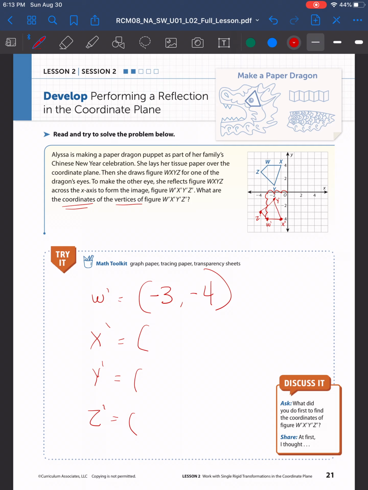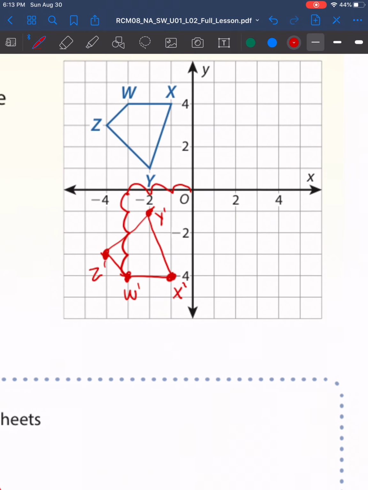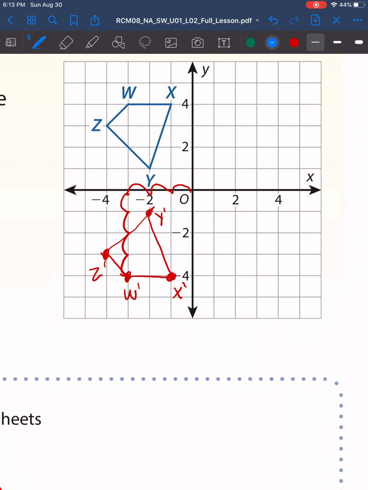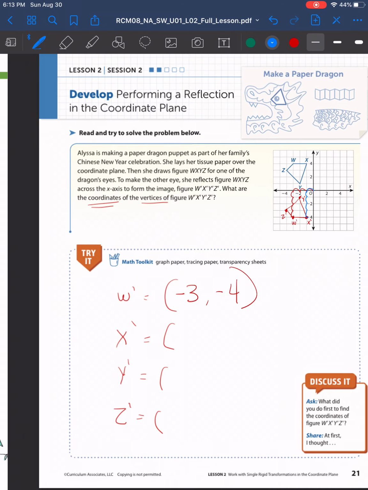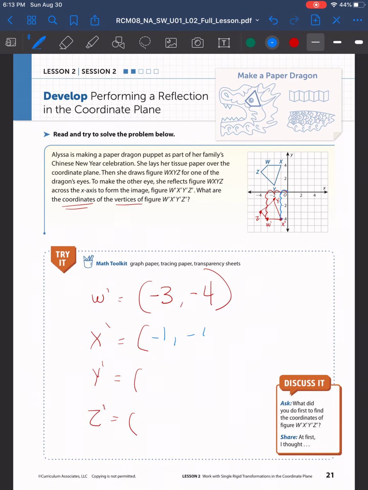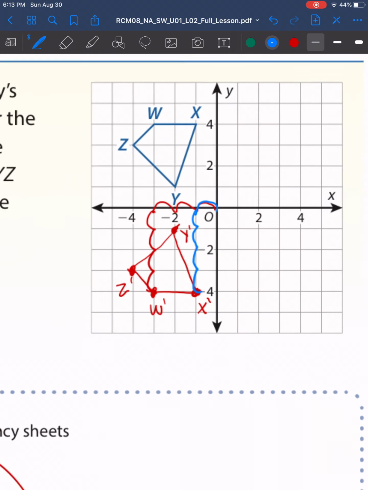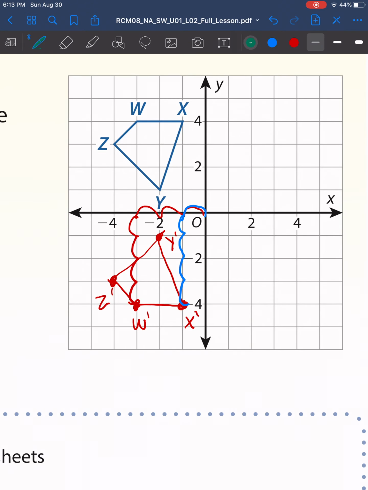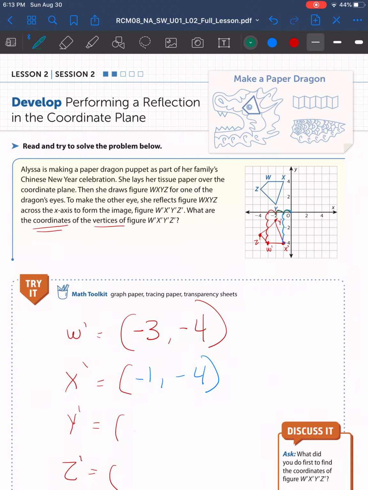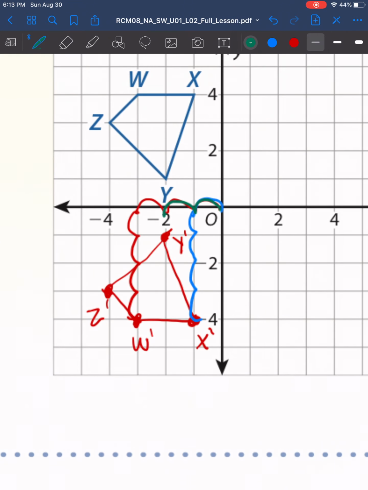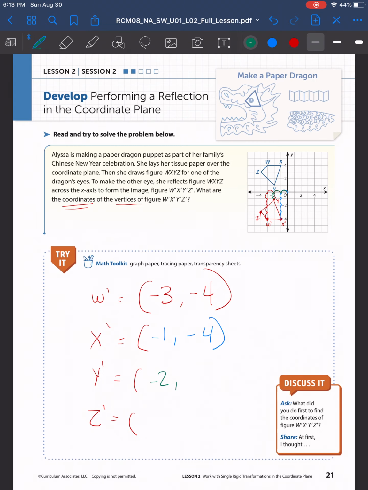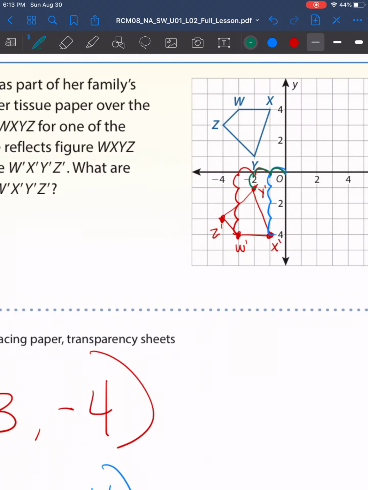All right, let's keep solving them. Let's look at X. I'm going to use a different color so my jumps don't confuse me. Back 1, down 1, 2, 3, 4. So it's going to be -1, -4. Y, in green this time, is back 1, 2, so that's -2, and then it is down 1, so -1. Looks like all of these are going to be negative because they're in the negative coordinate plane.